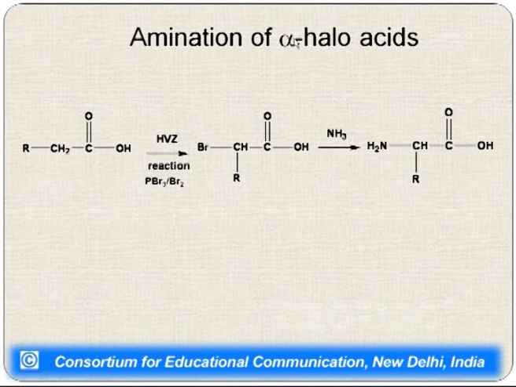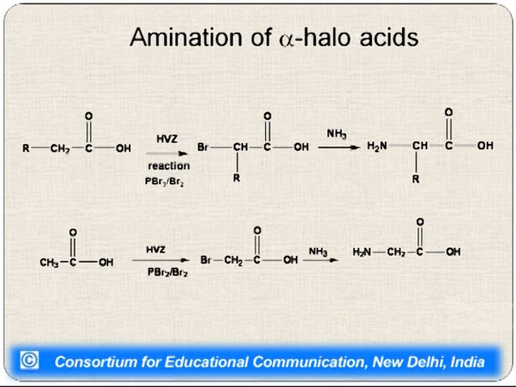So you can correlate that we were having alpha halo acids and now we are having alpha amino acids, because the carboxylic acid is given the higher preference in the nomenclature. Taking another example of this kind, acetic acid. I have done the HVZ reaction, and what is formed? It is alpha bromo acetic acid, and simply by the reaction with ammonia, passing ammonia gas on this, I would get the NH2 group here.